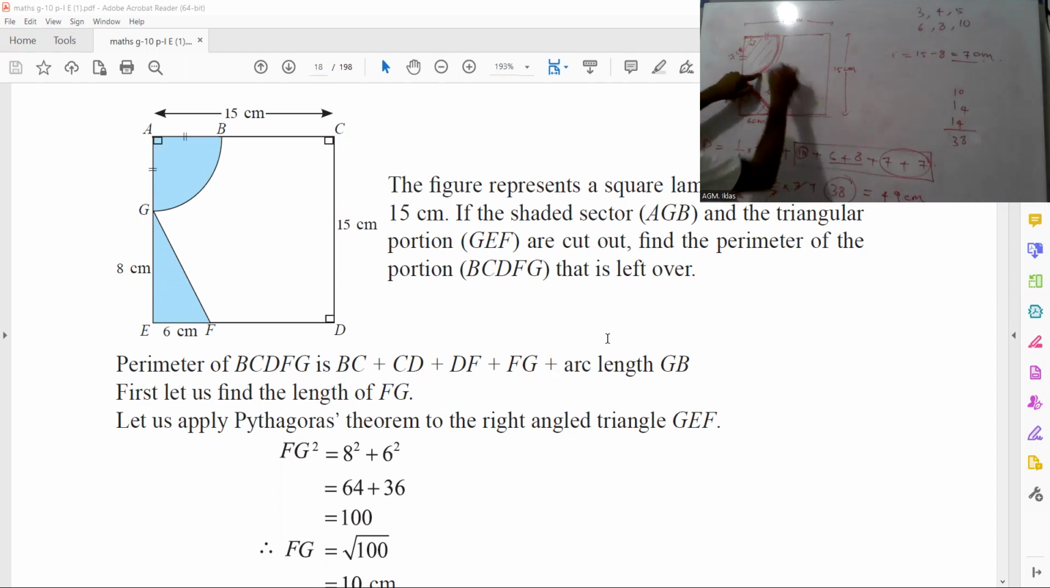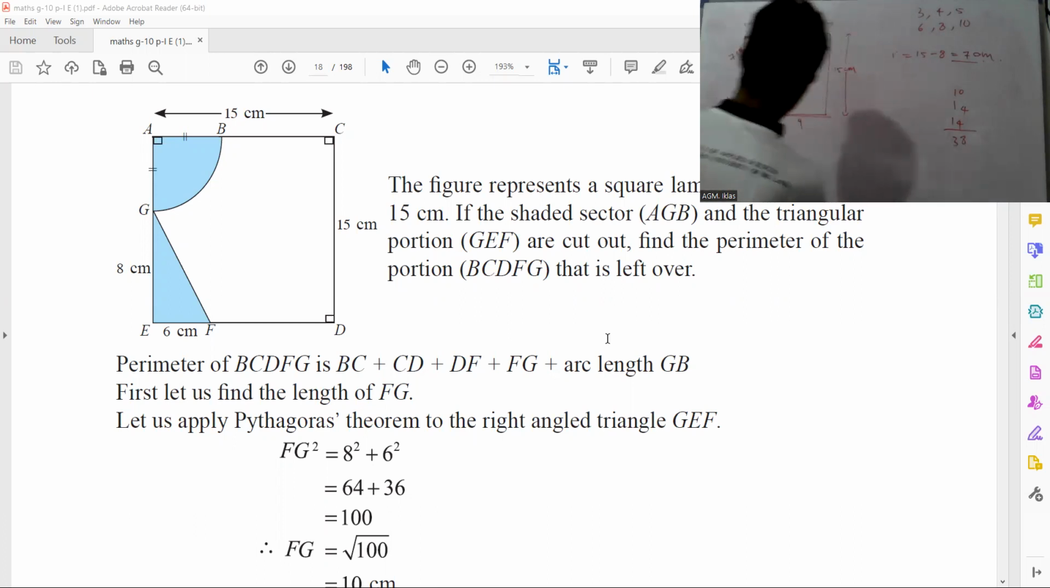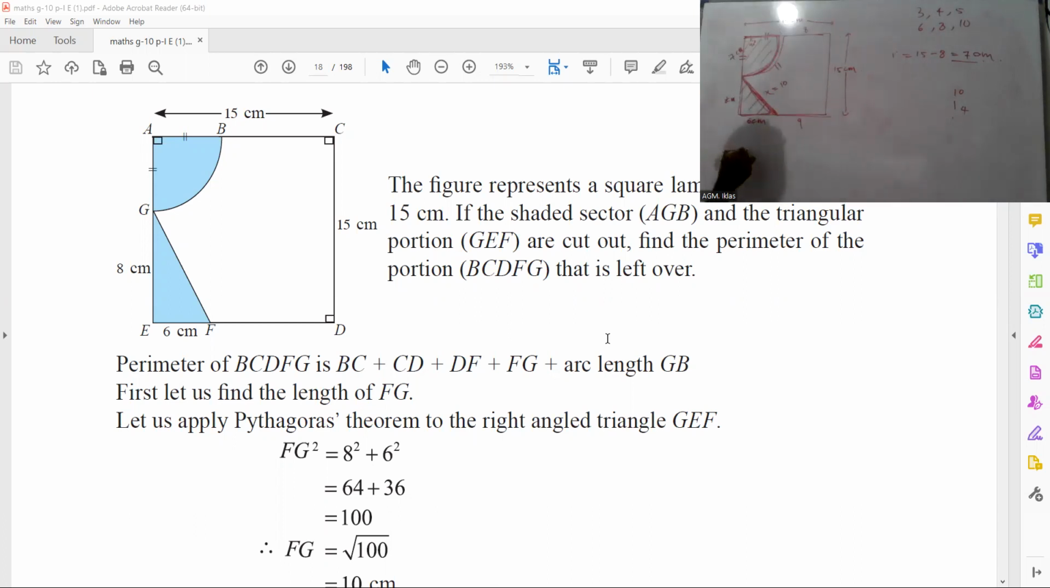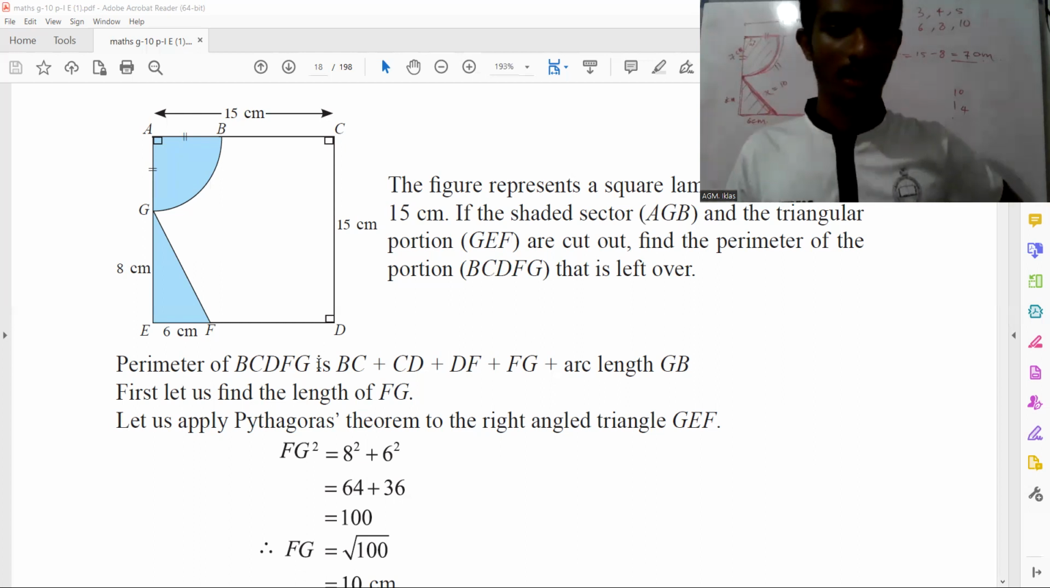So here, you know, this is 11. We have found already this is 11. 11 plus this is 8. And this is 15. If this is 6, this is 15. So this is 9. Okay. So they add this 11 plus, I'm starting my journey from here, 11 plus 8 plus 15 plus 9 plus 10. So that is equal to 53. That's all. 53 centimeter. Right? Okay.